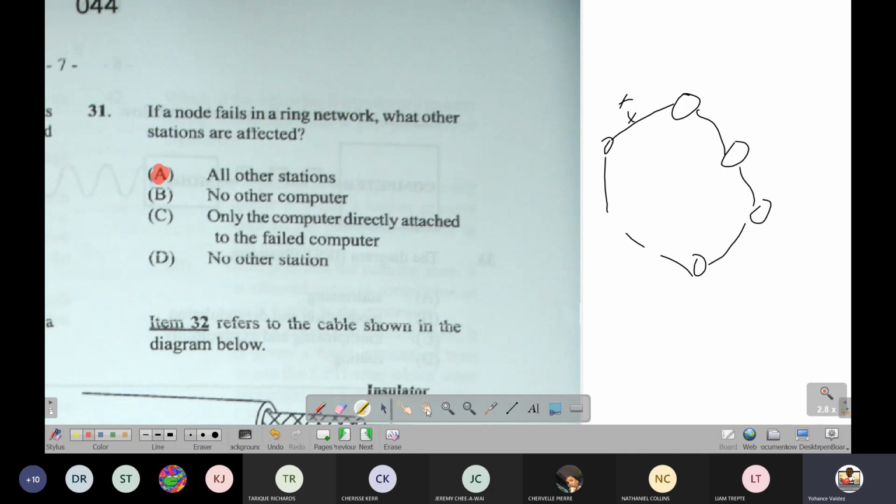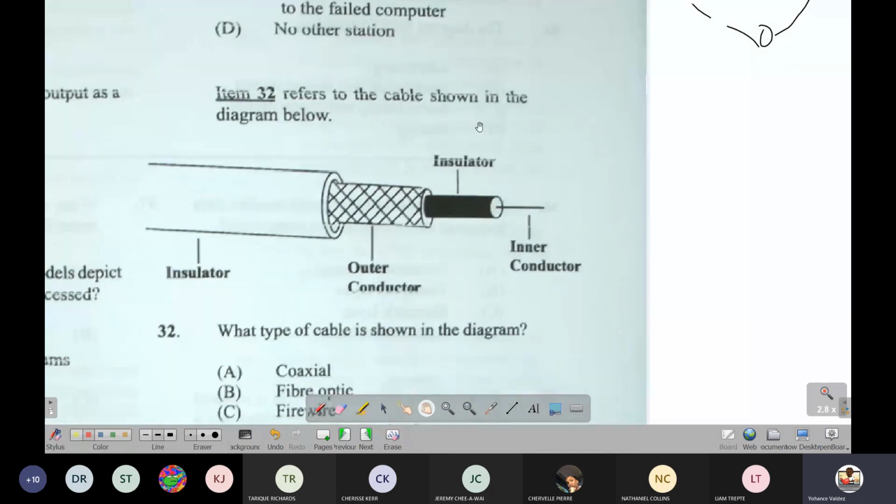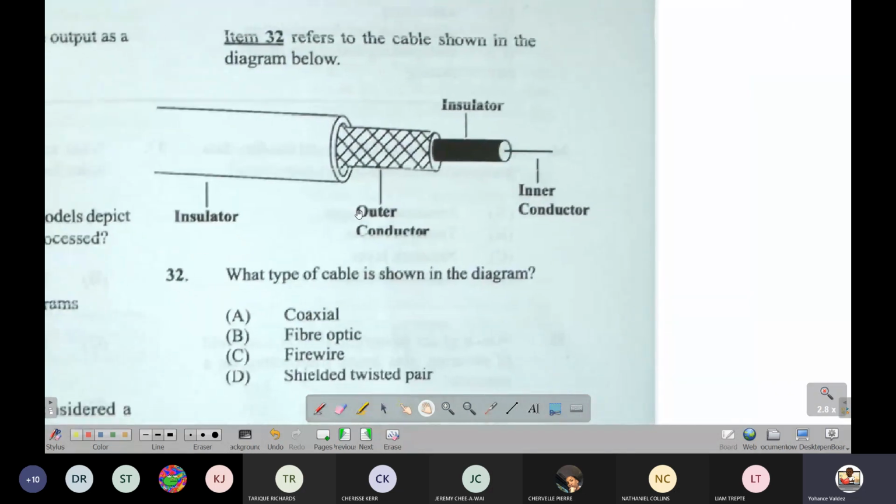Item 32 refers to the cable shown in the diagram below. This cable here is a coaxial cable. We have our conductor, our insulator, our outer conductor, and we have our rubber insulator to protect our cable on the outside. This is like the cable that would provide TV signal to your house, or if you have cable internet, this is the type of cable that they're going to use.